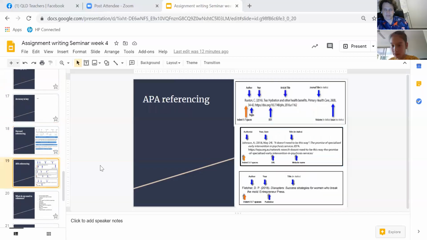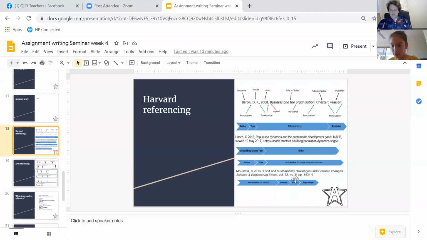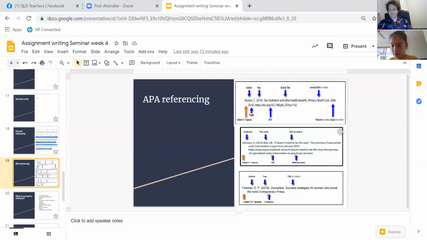So we have APA. And you can see the differences are really slight. APA has brackets around the year. The journal name is still in italics. You have the volume, but instead of having the edition number or the issue number, you have it here in brackets, and then the pages.